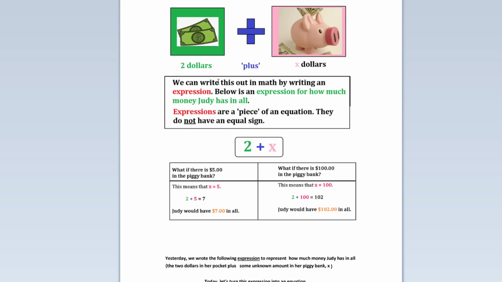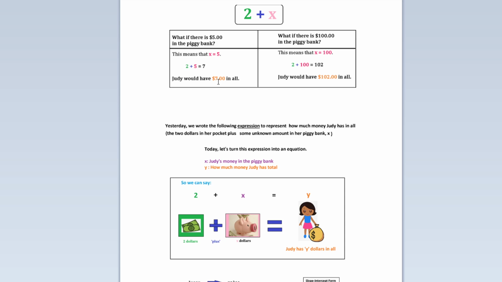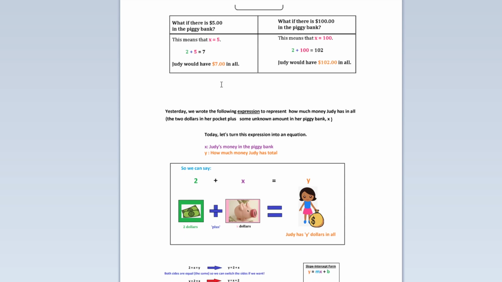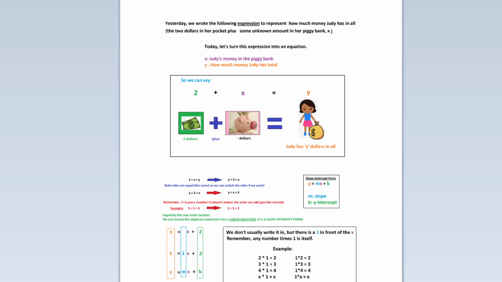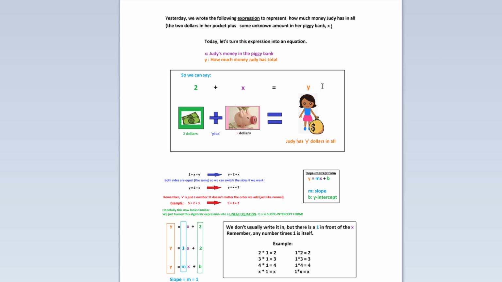So let's introduce a new variable, one that you guys have worked with, and honestly, you guys really impressed me with it. But we're gonna use y now instead. We're gonna turn this expression, this 2 plus x here that we started with, into an equation because we said this expression here is telling us how much money Judy has altogether. So we'll say how much money Judy has altogether is y. Okay.